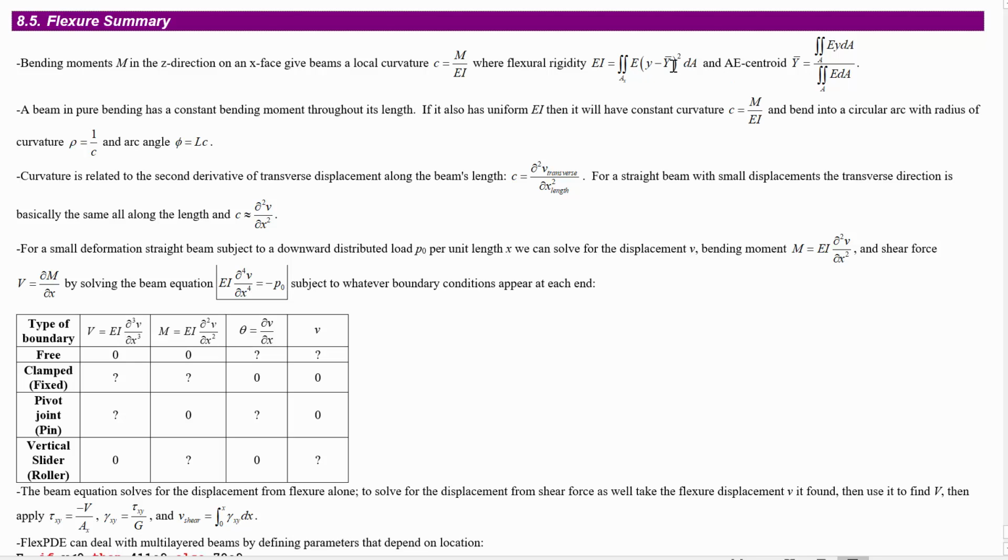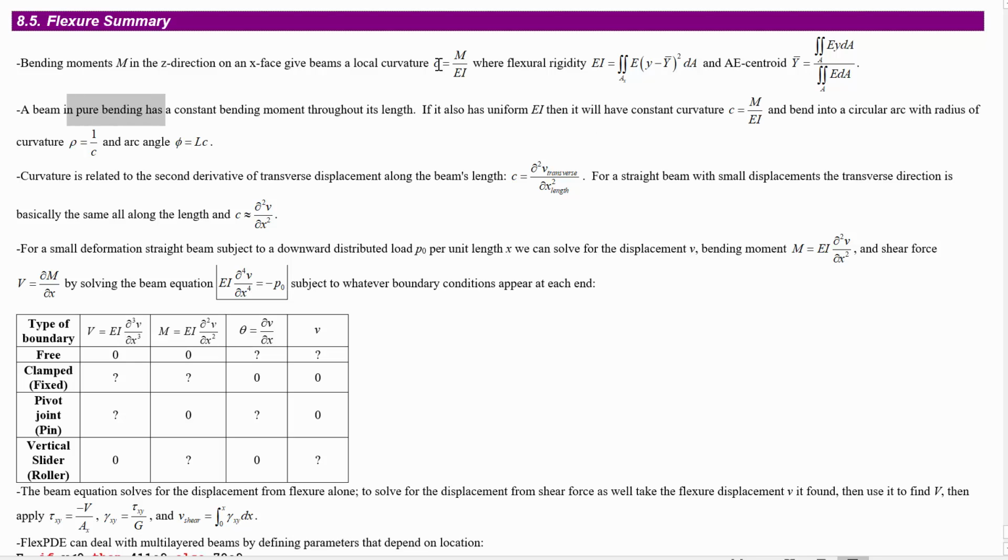Then you take the square of the difference of any point from that weighted average y position and multiply that by the Young's modulus, integrate that over the cross section, and that is your resistance to bending, your flexural rigidity. Now, if the beam has a constant bending moment along its length, then it is said to be in pure bending.